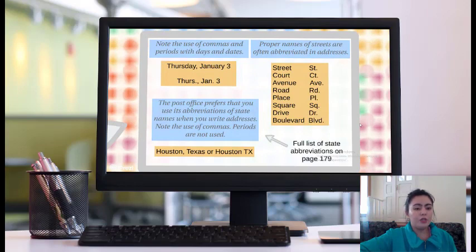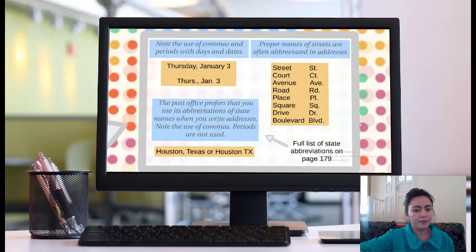Note the use of commas and periods with days and dates. Thursday, January 3 is abbreviated as Thurs., Jan. 3. Proper names of streets are often abbreviated in addresses. For example, street, St., avenue, Ave., court, Ct., road, Rd., like this.